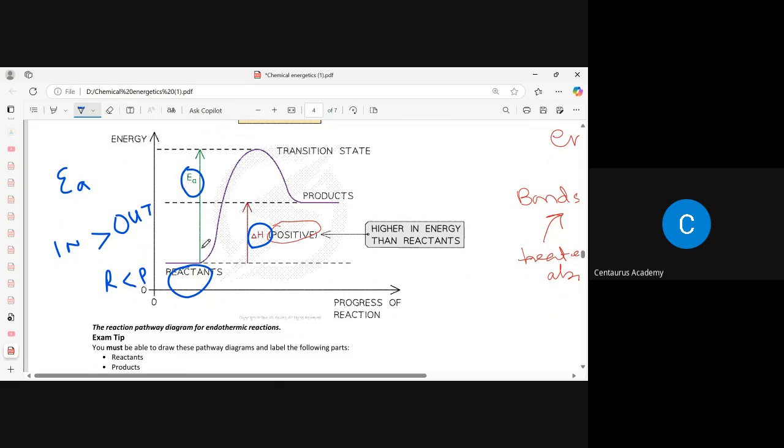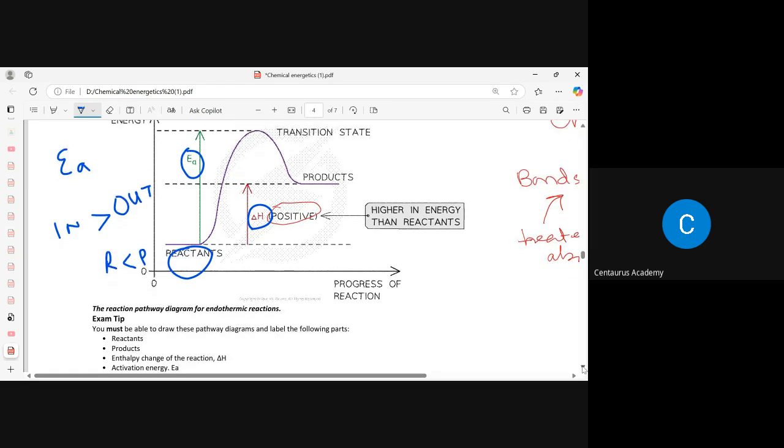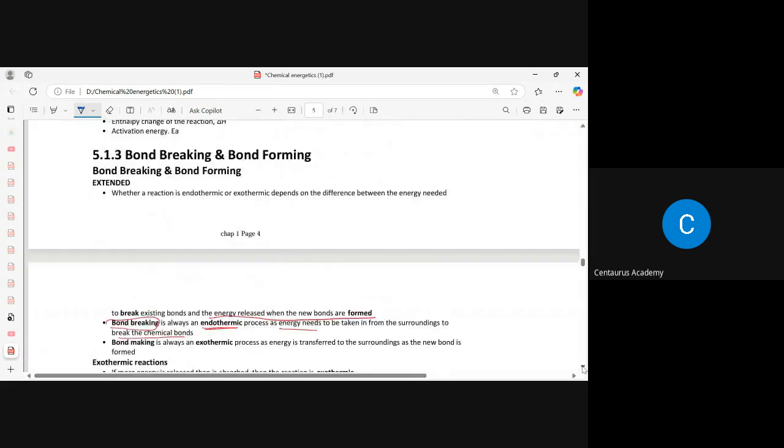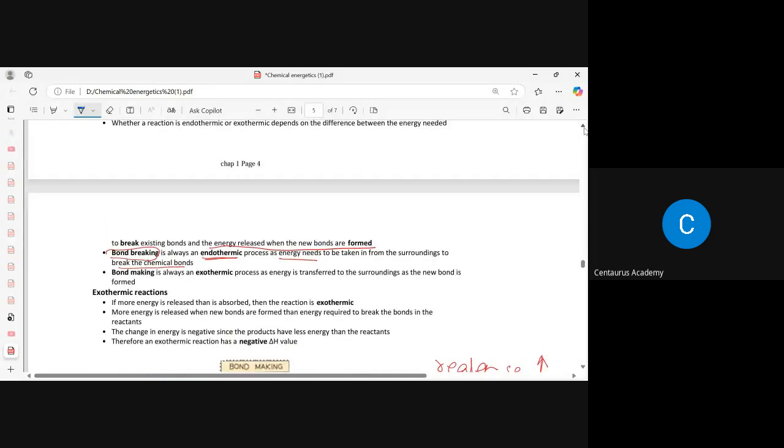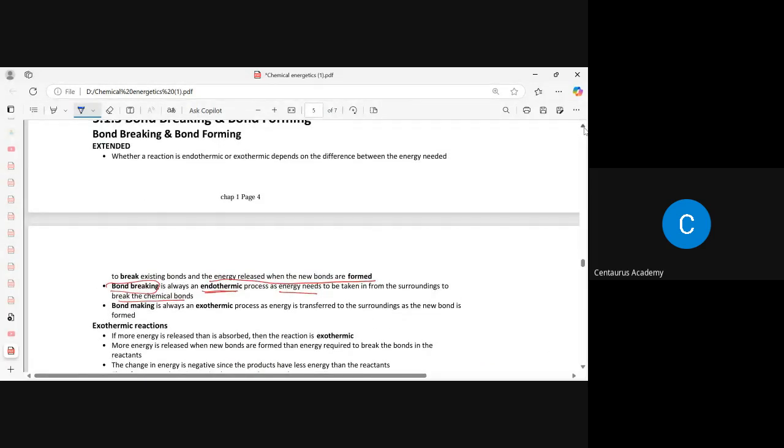Your EA always has to be the energy from the reactants to the top hump, till the transition state. So now let's discuss something about bond breaking and bond forming. When a reaction takes place, whether it is exothermic or endothermic, it completely depends upon the difference between the energy which is needed, right? So overall reaction, I've told you two different things.